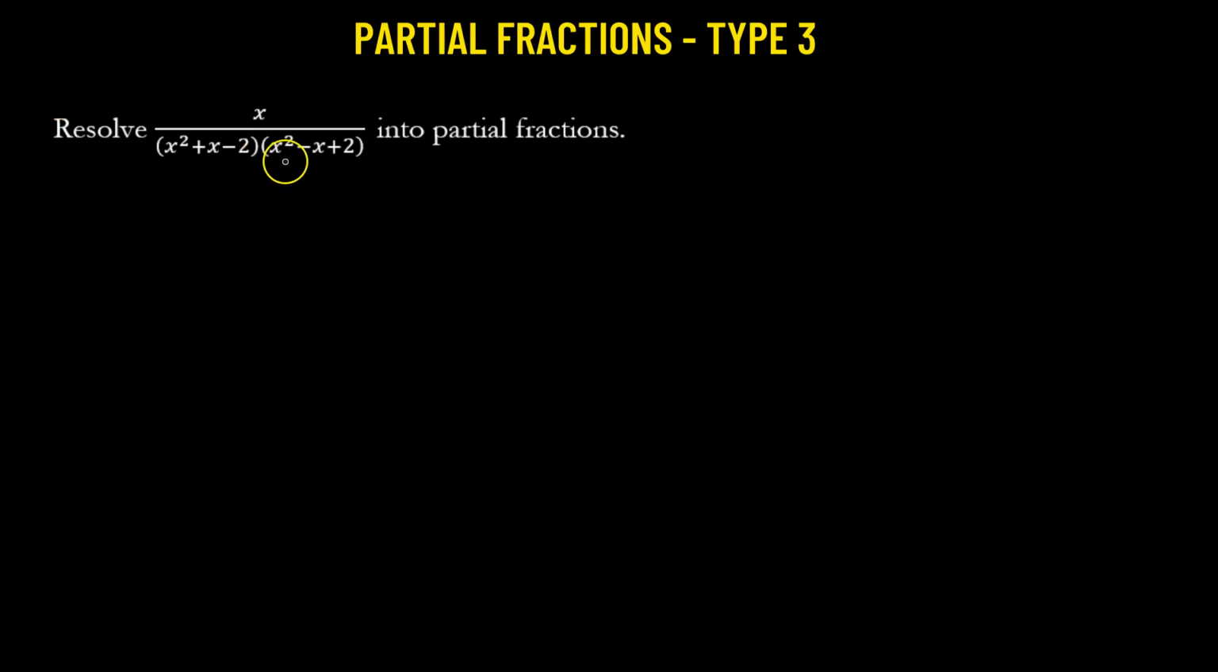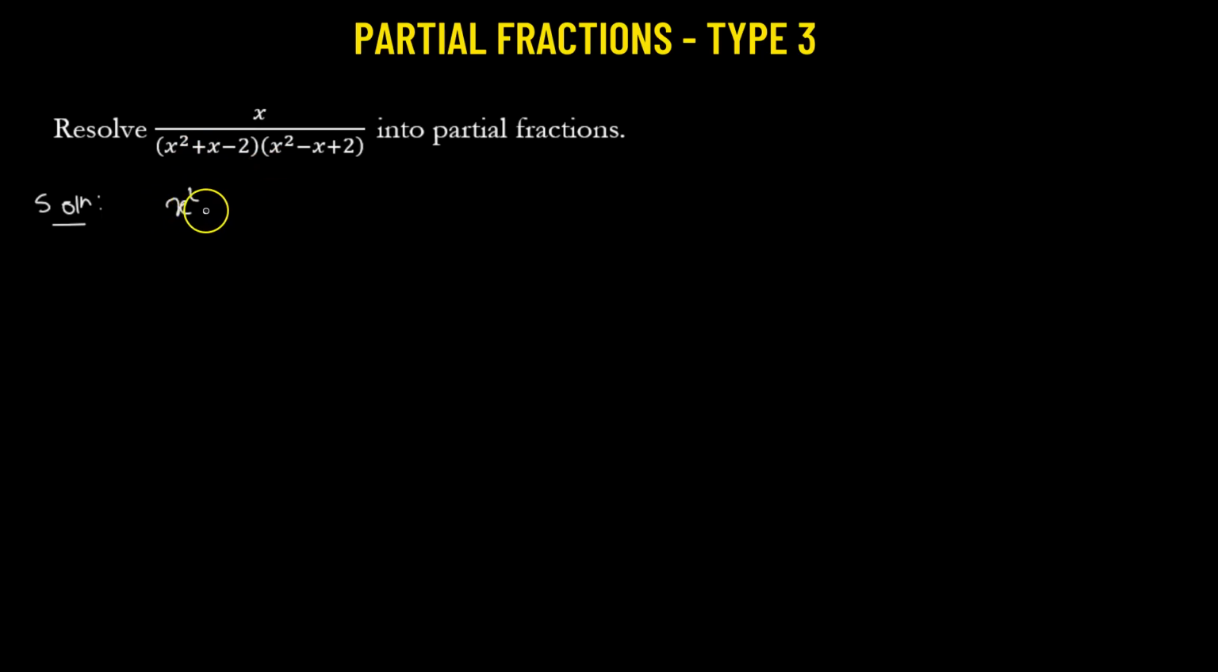So here in this problem, we need to resolve the given rational fraction into partial fraction. So let us begin. Now clearly, we first observe here that there are two factors in the denominator, and both of the two factors are quadratic in nature. However, what we can do, we can further factorize x squared plus x minus 2.